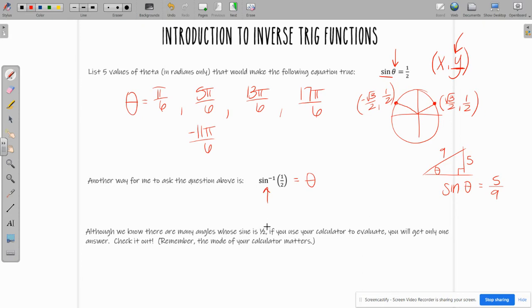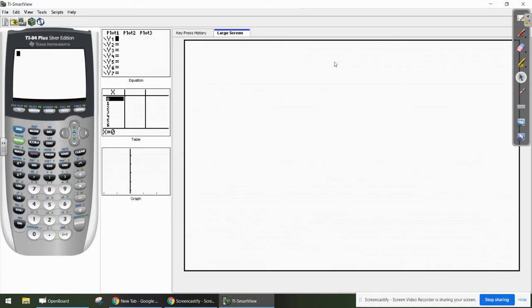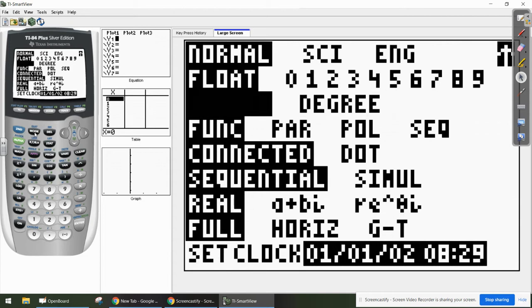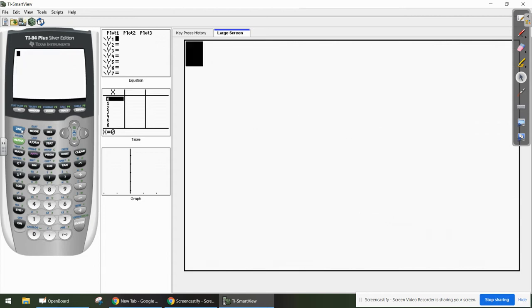But what I want to point out to you is that if we were to use your calculator, it's going to give you one very specific answer. So although we know there are many angles whose sine is 1/2, you're only going to get the one answer. So go ahead, if you don't have your calculator out already, take it out and make sure that you're in radian mode. I checked to make sure I'm in degree right now, so I'm going to go to radians. And let's actually calculate the inverse sine of 1/2.